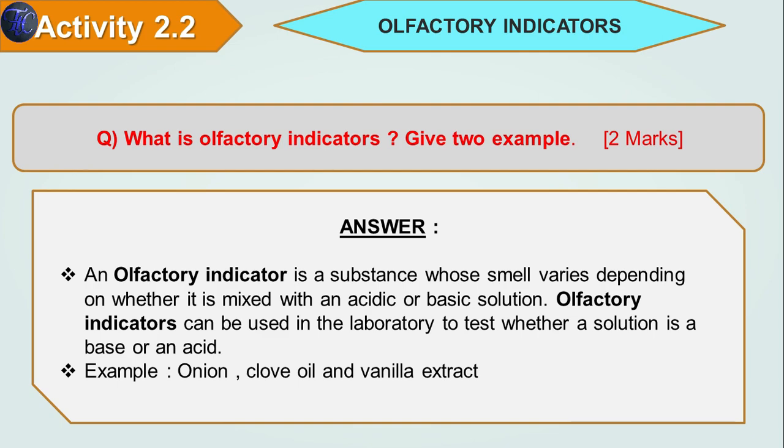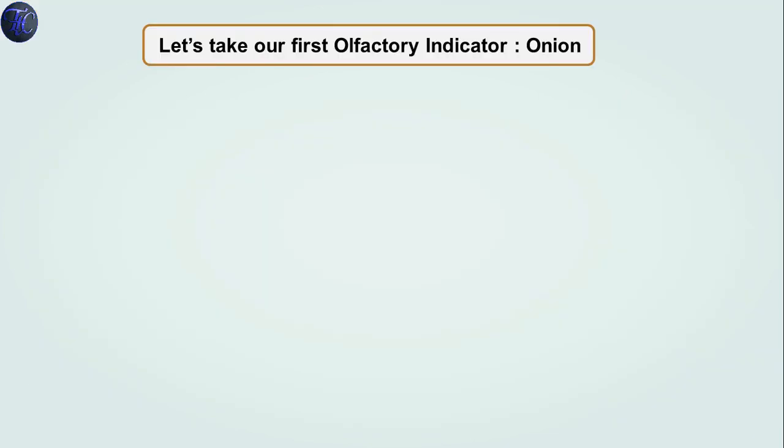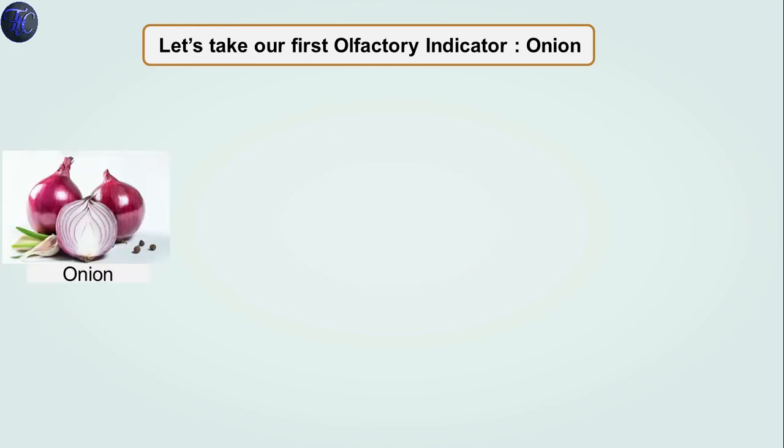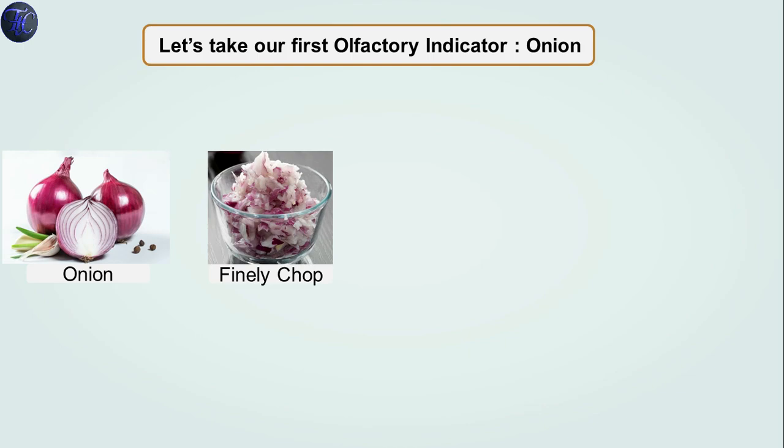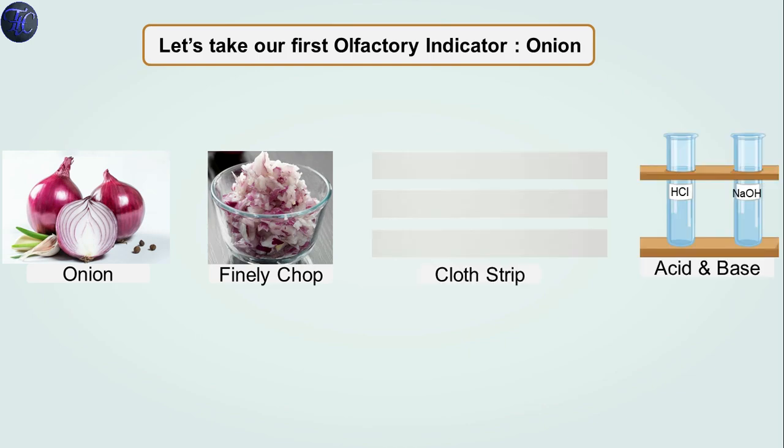So what are the examples of olfactory indicators? They are onion, clove oil and vanilla extract. Let's understand this with the help of an activity. Let's take our very first olfactory indicator, that is onion. For this activity you need an onion, finely chopped, 3 cloth strips and 2 solutions, one acidic and another basic. Here we have taken HCl as an acidic solution in one test tube and NaOH as a basic solution in another test tube, and a dropper.